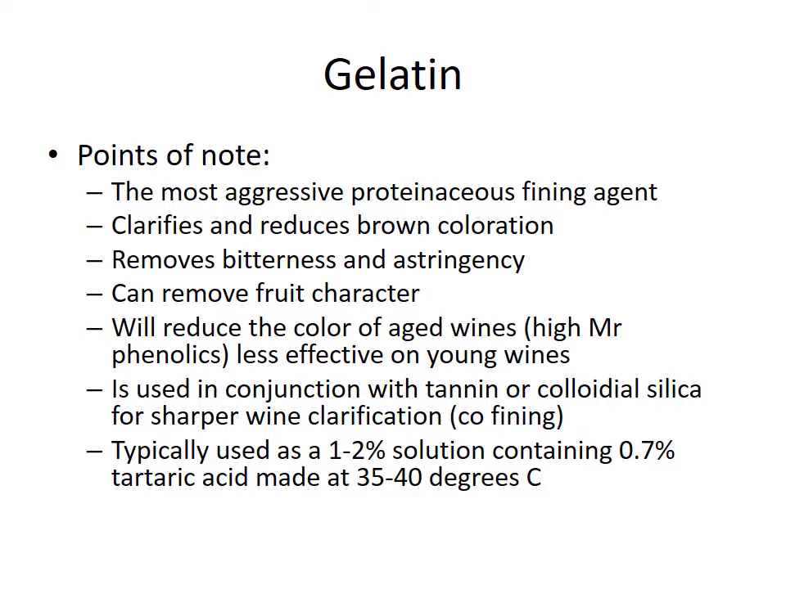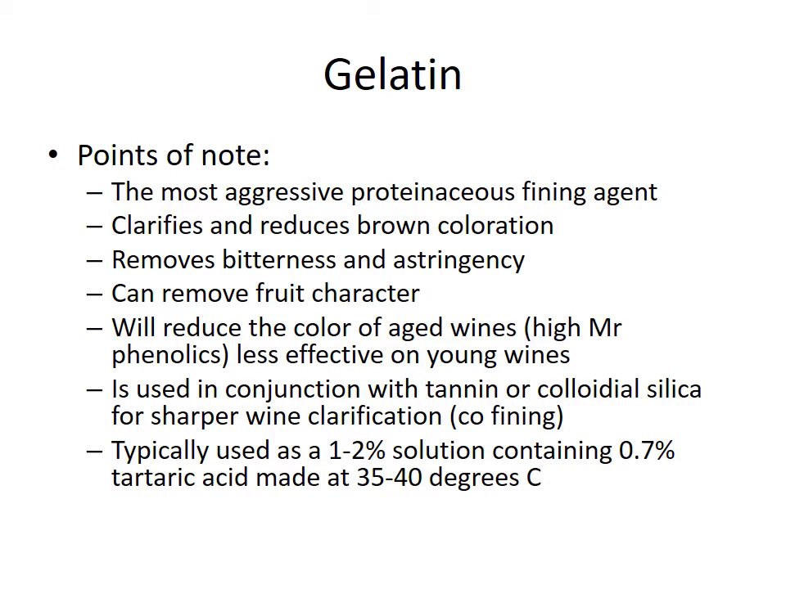Of note, it's the most aggressive proteinaceous fining agent. It clarifies and reduces brown coloration in white wines. It removes bitterness and astringency and everything. Can remove fruit character and everything. And will reduce the color of aged wines, removing high molecular weight phenolics like polymeric anthocyanins. It takes them away and is less effective on young wines. It can be used in conjunction with tannin or colloidal silica for sharper wine clarification.